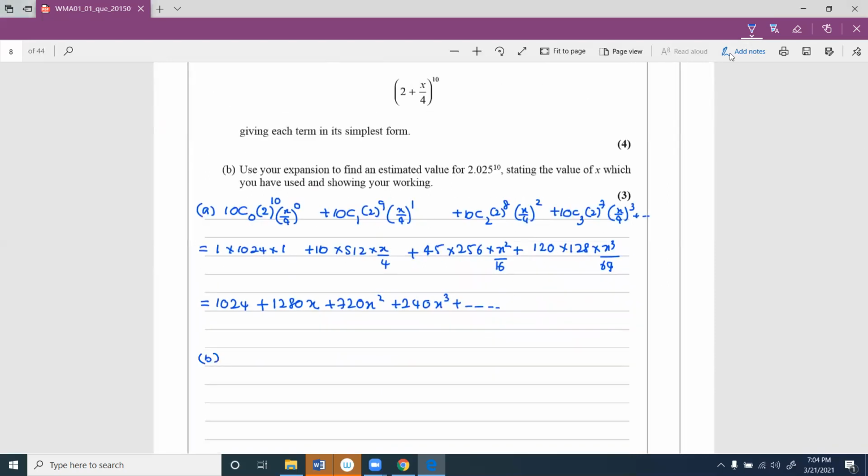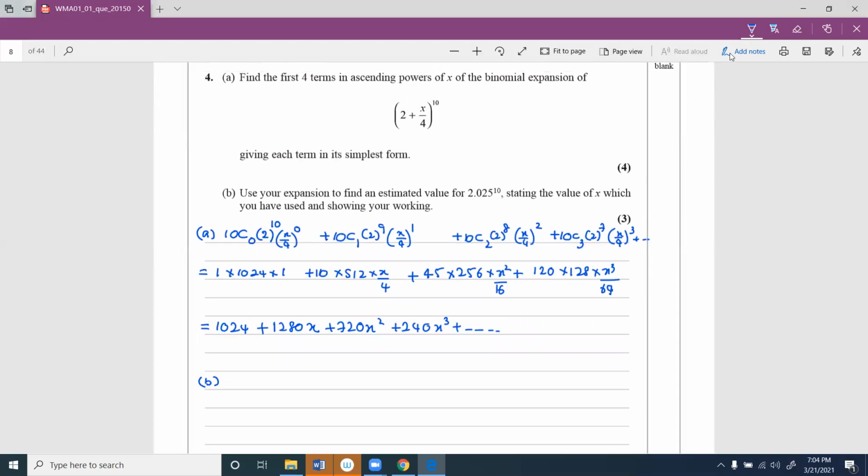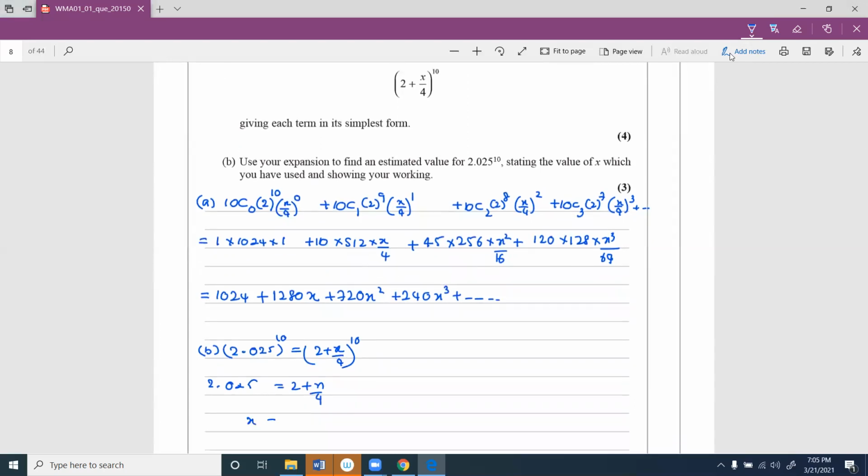Part B, what they refer is use your expansion to find the estimated value for this bit. Then they ask you to use 2.025 to the power 10 using the approximation of (2 plus x over 4) to the power 10. Both the powers are the same, therefore you can equate the terms. 2.025 is equal to 2 plus x over 4. If you just work it out, you'll understand that x equals 0.1 and 2 gets cancelled. 0.025 into 4 is 0.1.